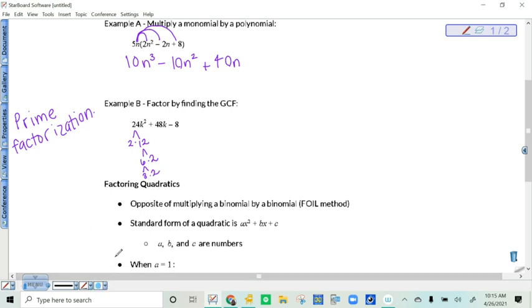So now 24 becomes 2 times 2 times 2 times 3. Let's write that up there. 2 times 2 times 2 times 3. And then what about the k squared? How do I write that in expanded form? k times k.